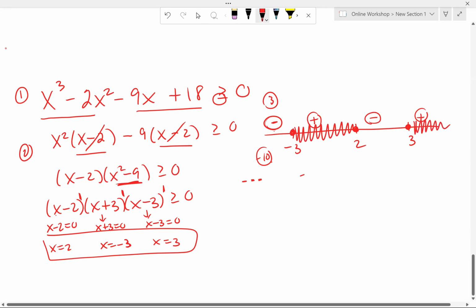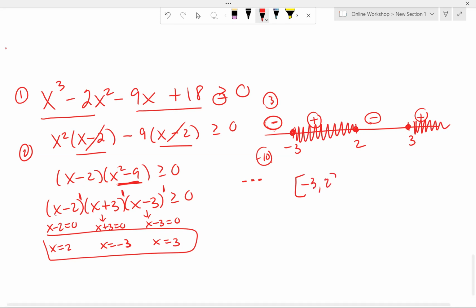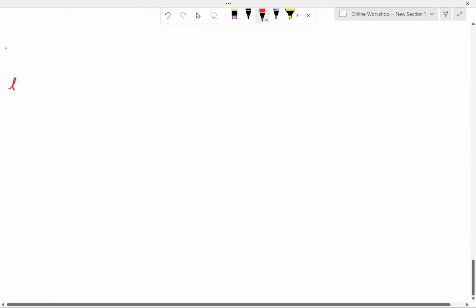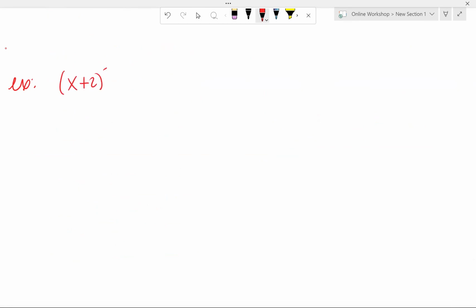And that's going to be a bracket at -3 to 2, bracket, in union with bracket at 3, going off to infinity. Okay. And one more. Suppose we have (x + 2)^2 times (x - 3)^3 times (x + 1) less than 0.